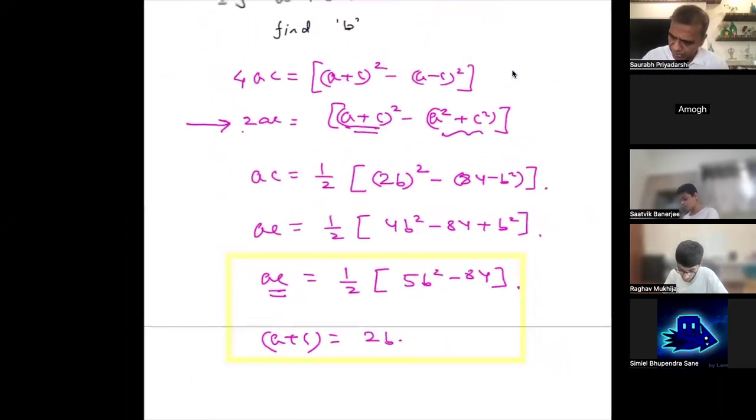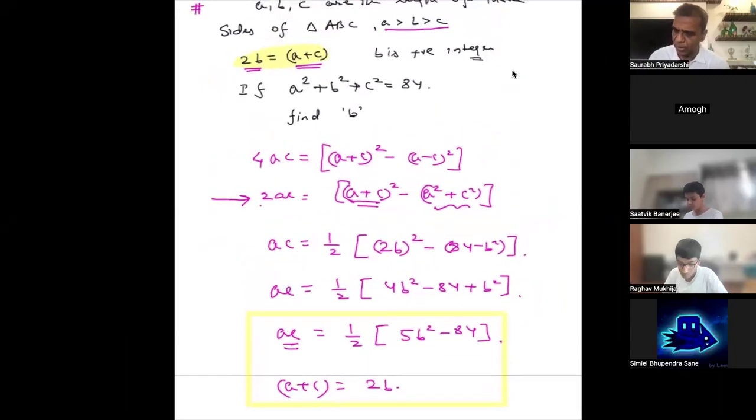Now, please see this carefully. We have two results: one is the product of A and C, and the second is the sum of A and C. So what can we say from this? Sir, A plus C we can divide by 2 and substitute in the second equation, A squared plus B squared plus C squared is equal to 84. Okay.